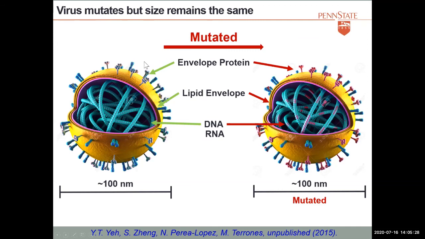So when you have a big mutation, which is called antigenic mutation, your antibodies are no longer effective, and you need to develop new antibodies. So that's when the virus mutates. But the size of the virus does not change in time. So that's a nice thing.